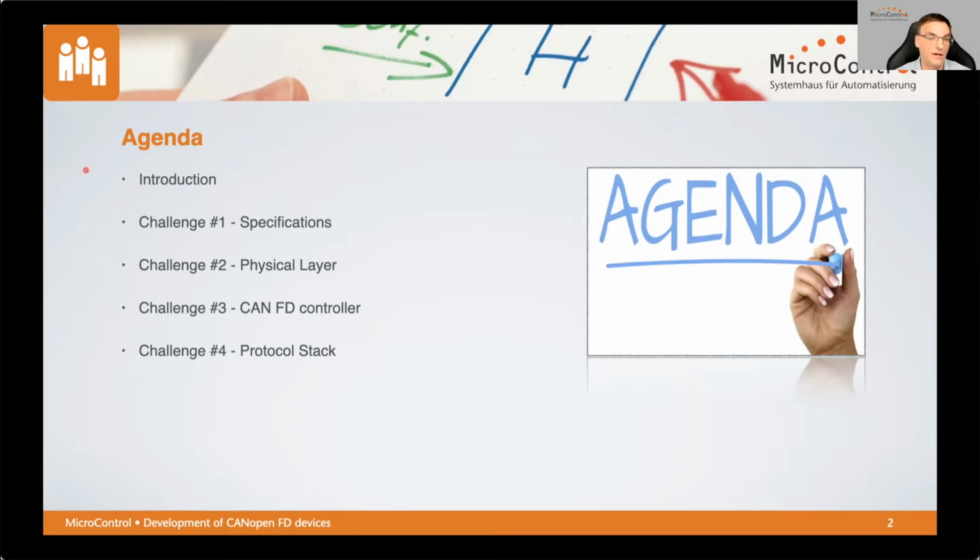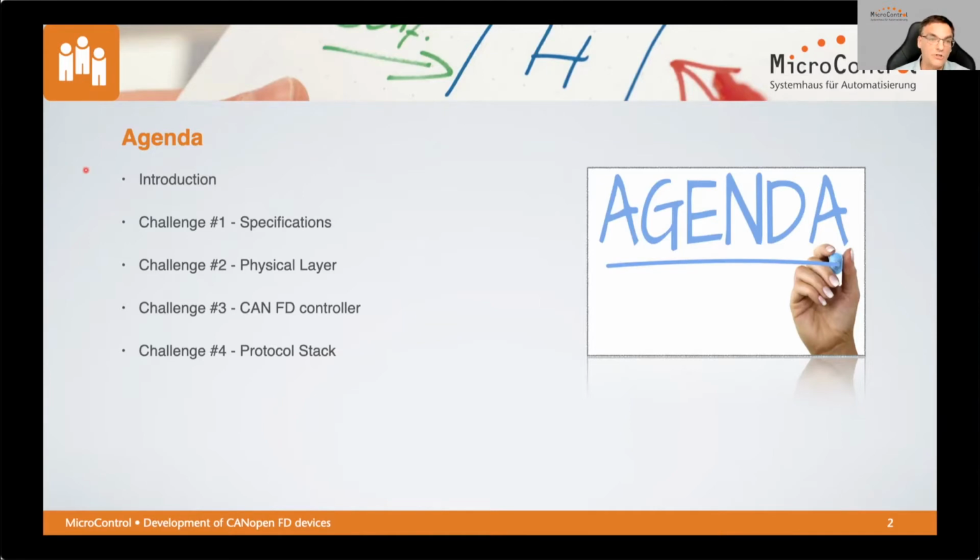Challenge number 1 is the specifications. You need to get an overview of the specifications, and some of them you have already seen, they have already been presented. Challenge number 2, and this is a very big new challenge, is the physical layer when you jump into the CAN-FD area. Challenge number 3 will be the selection of a CAN-FD controller which suits your needs, your requirements, and the last but not least challenge is the software. On top of that, that's the protocol stack.